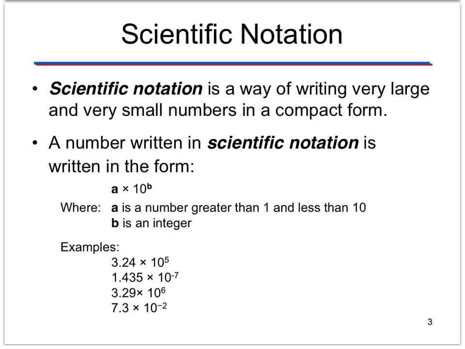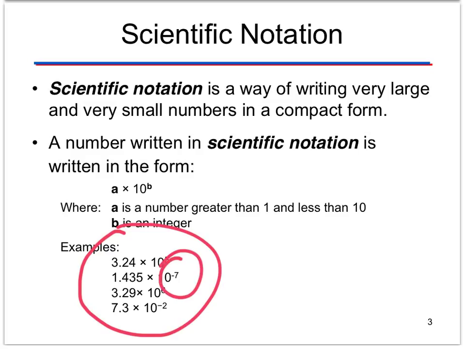Scientific notation is a way of writing very large and very small numbers in a compact form. Numbers written in scientific notation are in the form of A times 10^B. A is a number greater than 1 and less than 10, and B is an integer. So there you see some examples, here down here: 3.24 times 10 to the 5th power. Also, since it's an integer, the power could be negative as well.